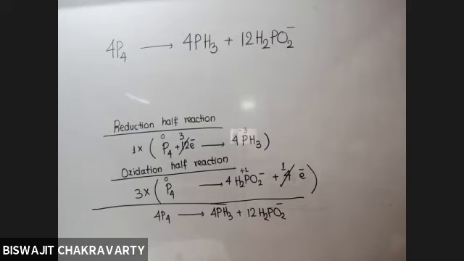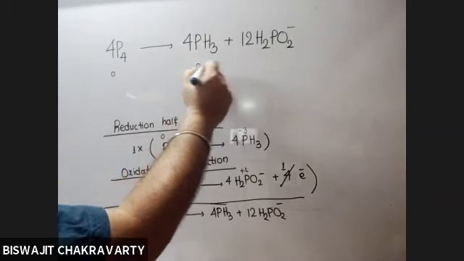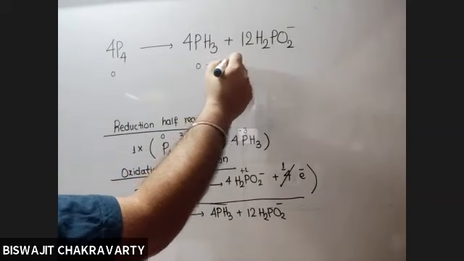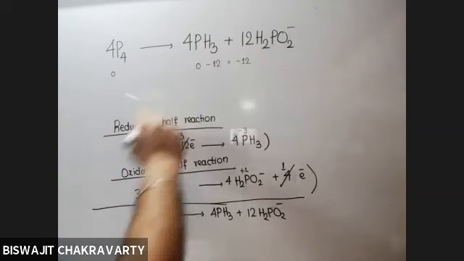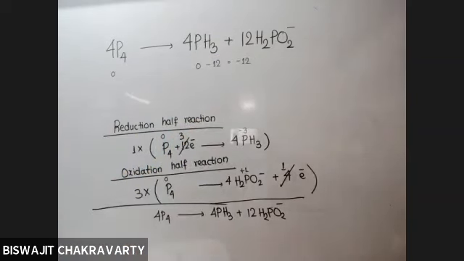Balance the overall charge. Overall charge is 0 on the left hand side, isn't it? Yes, sir. This is also 0, but this is -12. Now we have to add H plus or OH minus. OH minus, and each OH minus is -1.